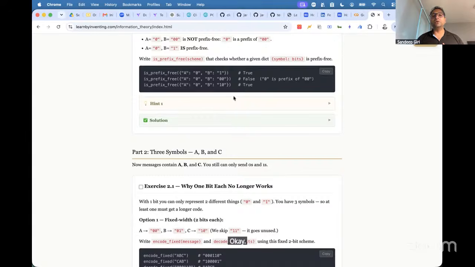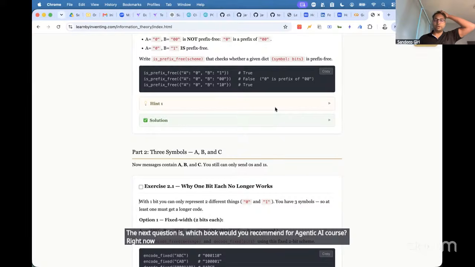The next question is, which book would you recommend for the Agentic AI course? Right now, don't worry about the book. Focus on learning Python, and then the links that I've shared, just go through them.